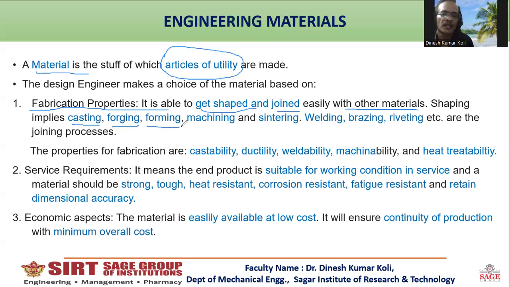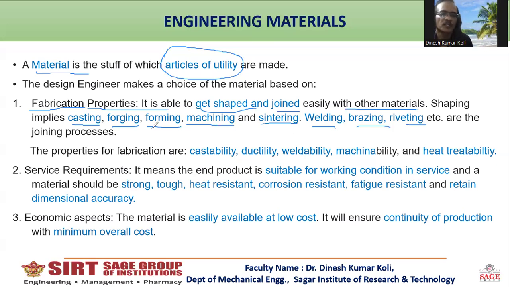Forming, where the material is given a different shape by using different machines. By machining, on a machine, it can be cut, a groove can be formed on it, a slot can be formed on it, a thread can be given on it. This process is called machining. Sintering is used for compacting powder, used for ceramics. And welding, brazing, and riveting are the processes used for joining different materials.